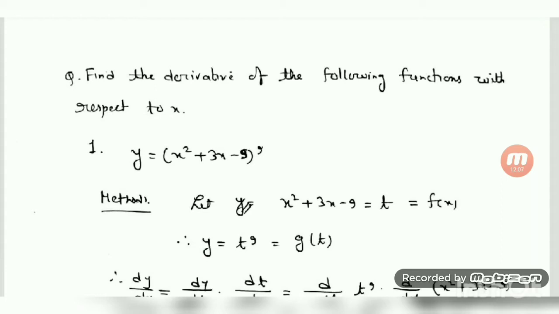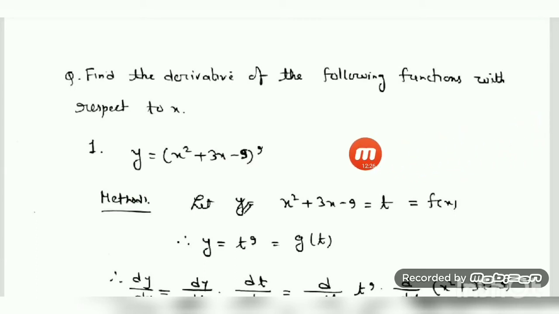So first question is y is equal to (x square plus 3x minus 9) to the power 9. Now you see the power is very large, 9. So it is difficult for us to do the expansion. You may expand it by using binomial theorem, but that will be very lengthy.